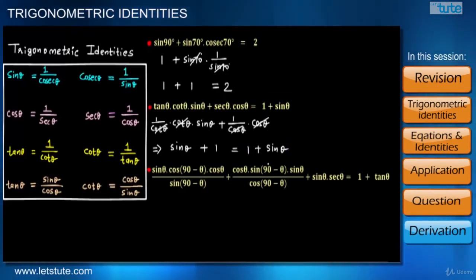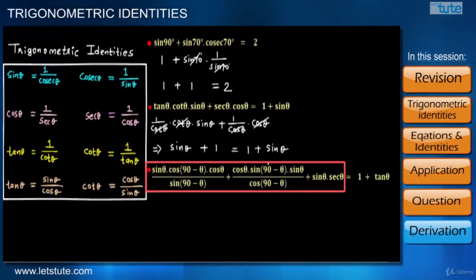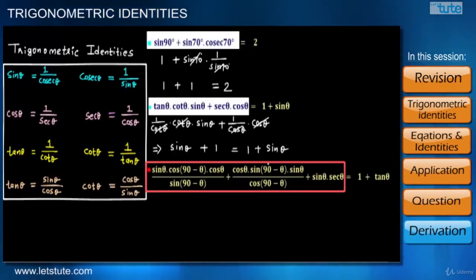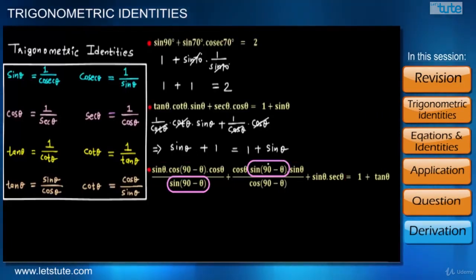Let's now consider the left hand side of the last question. I know it is quite bigger than the first 2, but don't be afraid, it is very much easy to solve. We can see sin 90 minus theta and cos 90 minus theta.